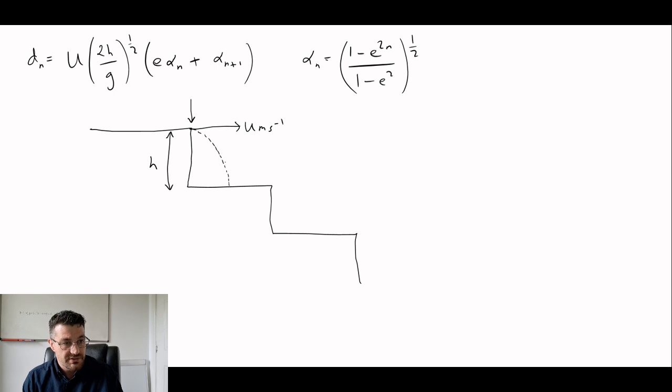So the ball bounces. Obviously it's going to bounce up a bit, and then it's going to come back down. It's going to bounce on the next stair, then bounce up again, and go down. It's going to bounce on the next stair. Obviously this is the first bounce. This here is the second bounce.